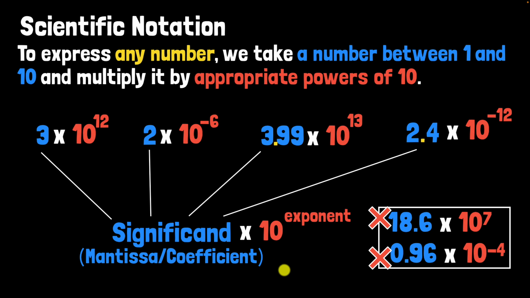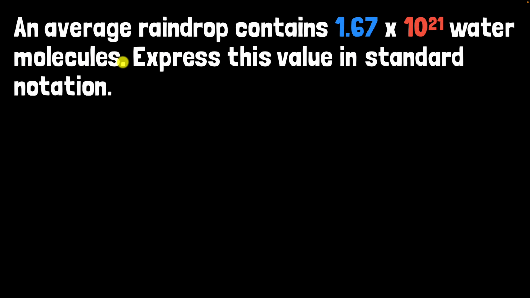Okay, let's take some example problems. So here's our first question. An average raindrop contains 1.67 times 10 to the 21 water molecules. Express this value in the standard notation. Okay, so here's what's given to us in the scientific notation. To express this in the standard notation, the exponent tells me how many times I have to shift the decimal. Now should I shift the decimal to the right or to the left? Well, it's a positive exponent. A positive exponent means I'm going to get a big number, right? And therefore I have to shift the decimal to the right to get the big number. That's how I can think about it.